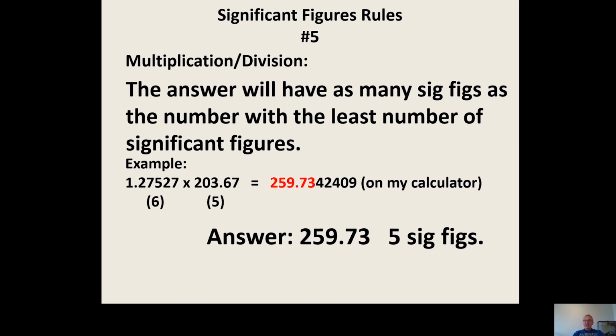Multiplication and division is easy to put into words. This is rule number 5. To find how many significant figures the answer has: here we have two numbers. The first one has 6 significant figures. The second one has 5 significant figures. Your answer will have 5 significant figures because 5 is less than 6. So your answer is 259.73, and we do not round up because it's less than 5 there.